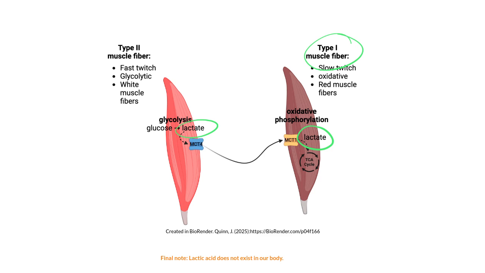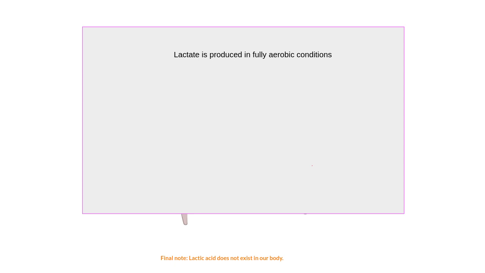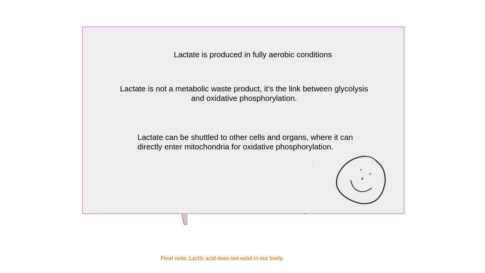I should add, too, that glycolytic muscle fibers still have mitochondria and still do oxidative phosphorylation, but their main role is to export lactate to other cells and organs, including the heart and the liver. So, to recap, this represents a pretty big departure from our previous understanding. Lactate is produced in fully aerobic conditions. Lactate is not a metabolic waste product. It's the link between glycolysis and oxidative phosphorylation. And lactate can be shuttled to other cells and organs where it can directly enter the mitochondria for oxidative phosphorylation.